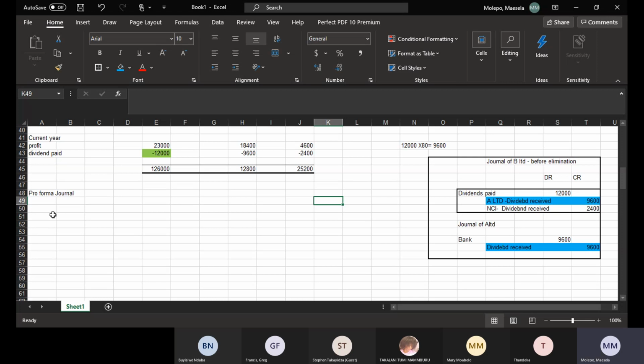And then the income, there's not any other income, because that 9.6 was shown as dividend received, and the dividend declared by the subsidiary is now eliminated as per the journal we did.